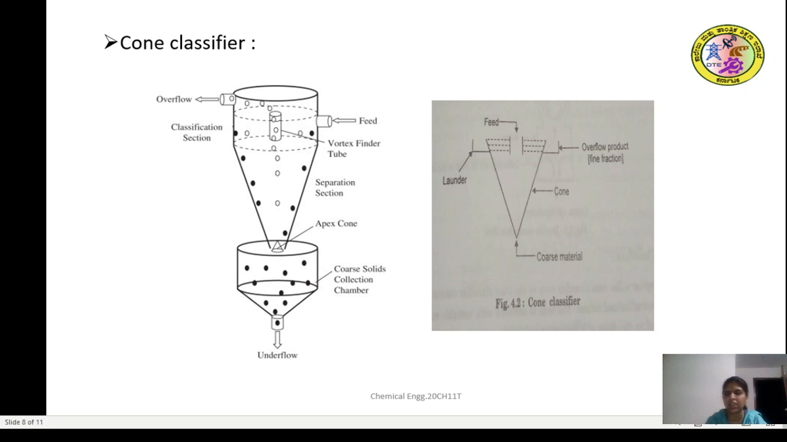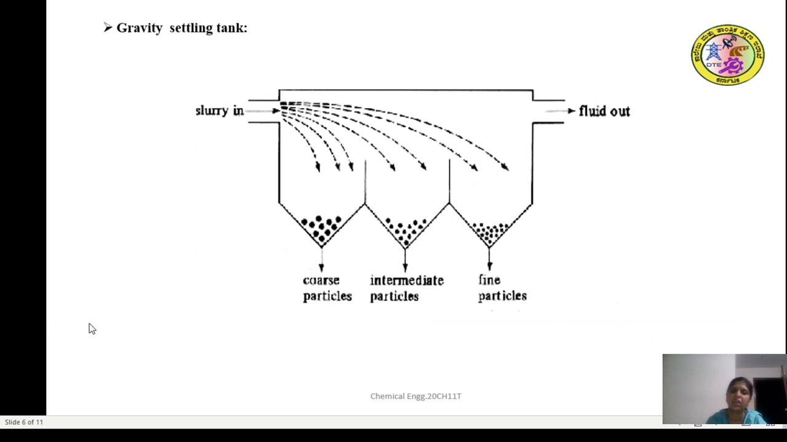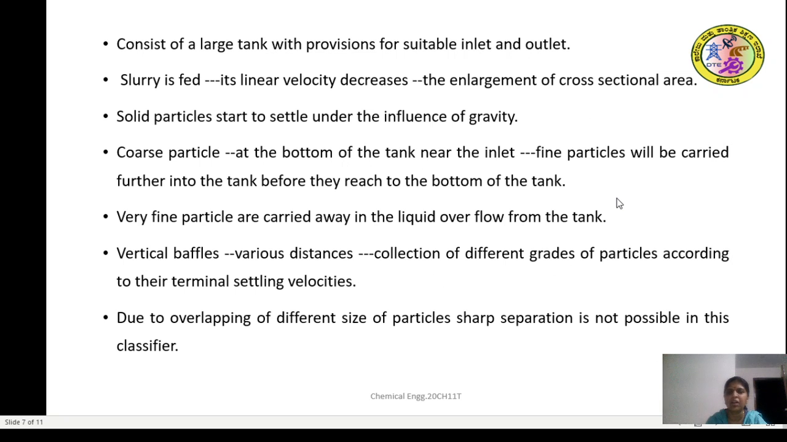And the fine particles, smaller than the coarse particles, will be carried further and they will settle before they reach the bottom of the tank. Very fine particles will be carried away in the liquid overflow from the tank. Some tanks have vertical baffles at various distances in order to collect the different grades of the particle according to their terminal settling velocity, according to their size, that is oversized or undersized particle.